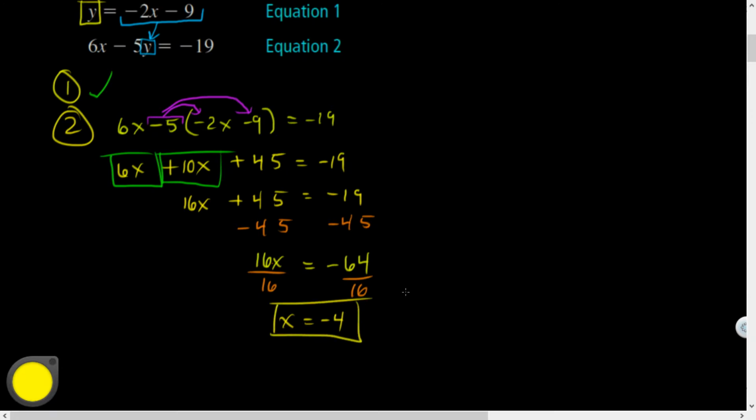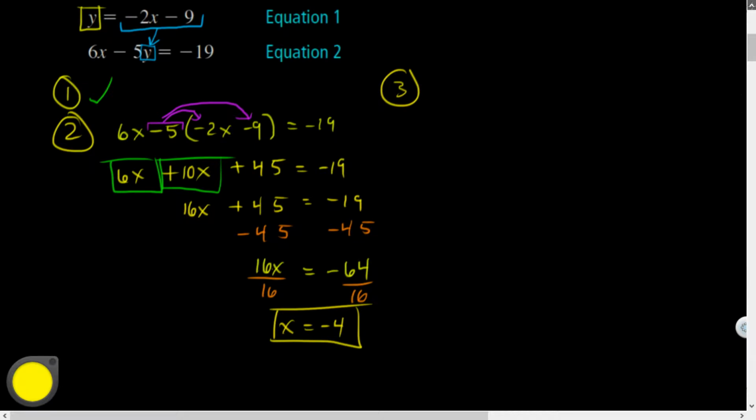Guys, wait a minute. This isn't my answer. My original problem had x's and y's. This is just x. This is only half of my answer. Half of my answer. Okay? So I still got to figure out what y is. I'm halfway there, right? So step 3, let's find out.